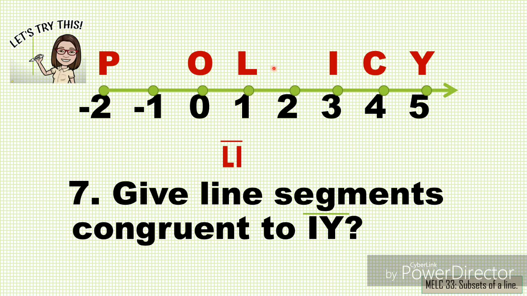So, 1, 2 units. Diba? Kahit pabalik, from I, 1, 2 to L. O, yun. So, 2 units. So, congruent na siya sa IY. Meron pa ba kayo nakita? Very good. OP o di kaya PO. So, from O, 1, 2 units siya. Pabalik, 1, 2 of course. Yan. So, those are the line segments congruent to line segment IY.